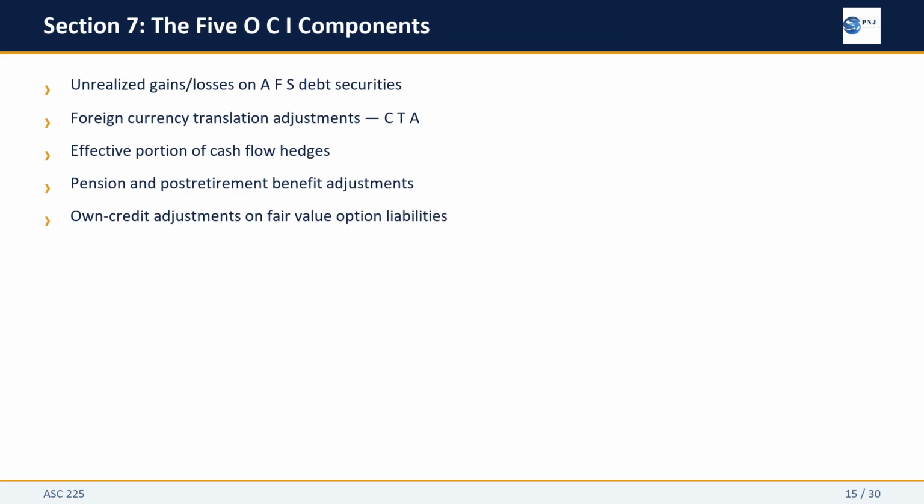Always. OCI captures 5 categories of economic gains and losses that GAAP deliberately keeps out of net income, not because they are unimportant, but because their timing or nature makes immediate recognition misleading. AFS securities, currency translation, cash flow hedge gains, pension actuarial movements, and own credit adjustments when the fair value option is elected on liabilities. Know all 5. They reappear constantly in practice.